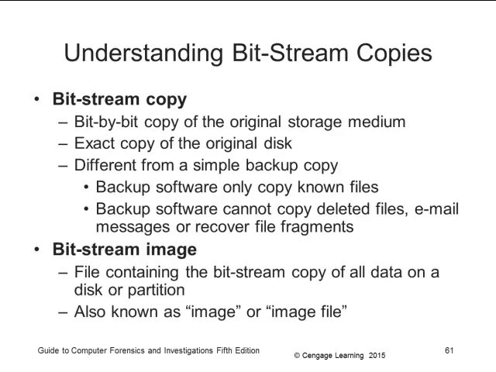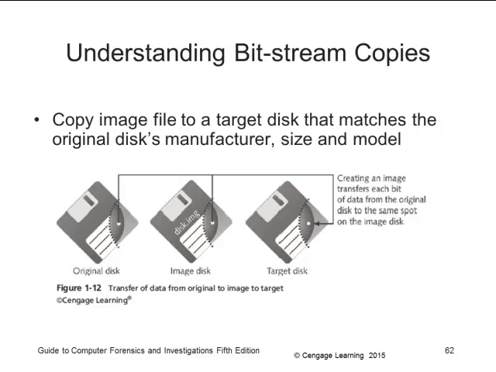Bitstream images. A bitstream image is a file containing the bitstream copy of all data on a disk or partition, also known as an image or image file. The target disk must match the original disk. Okay, so the disk manufacturer, size, and model, if possible.